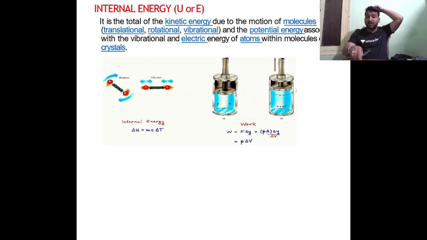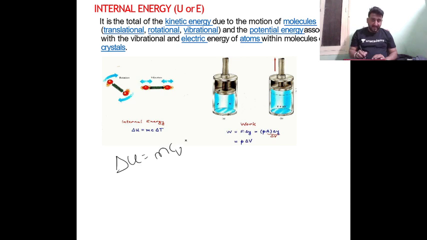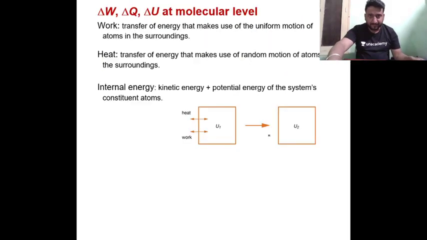So it is the total of kinetic energy due to the motion of molecules. It might be translational, rotational and vibrational, and potential energy associated with the vibrational and electrical energy of atoms within the molecules or a crystal. So we can say that internal energy is given by m c v delta T. This I will come back to again. What is this? And work is given by W equal to P delta V.